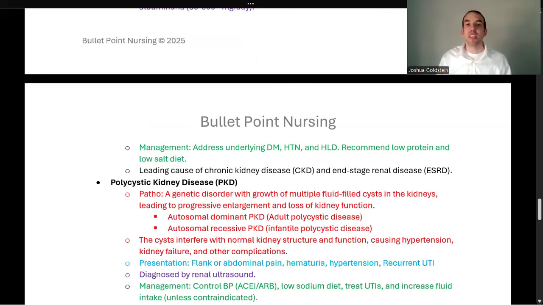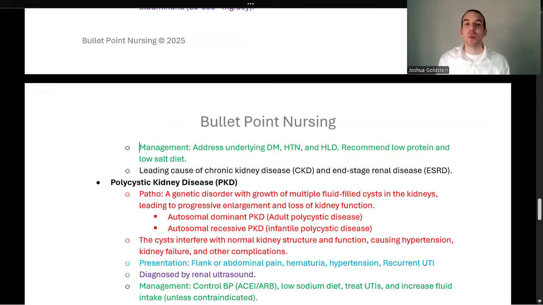Next, management of this is to address the underlying cause. Once again, focus on that diabetes. Diabetes left uncontrolled is just going to kill the kidneys, literally, figuratively, in every way. Or also manage their underlying hypertension if they have it, and their underlying hyperlipidemia if they have it. So again, if a test asks you what nephrology patient would need to be on an antihypertensive or an antihyperlipidemia, this one could be a correct answer.